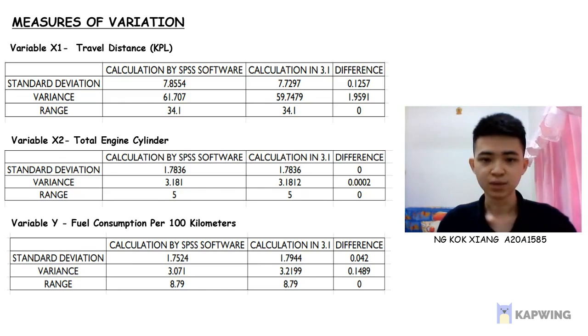Overall, there are differences between using SPSS software and the calculation in 3.0. This is because the calculation in 3.0 is in 4 decimal places, meanwhile SPSS software calculates with the real value, maybe in 10 decimal places or more. So there will be some differences between the calculation in 3.0 and the calculation using SPSS software.